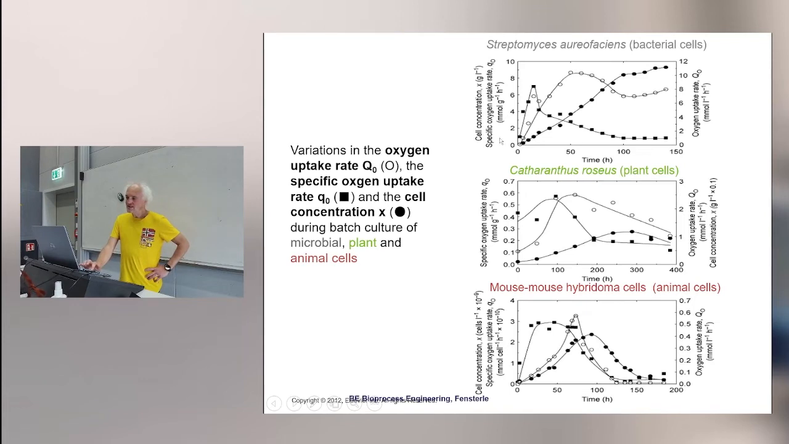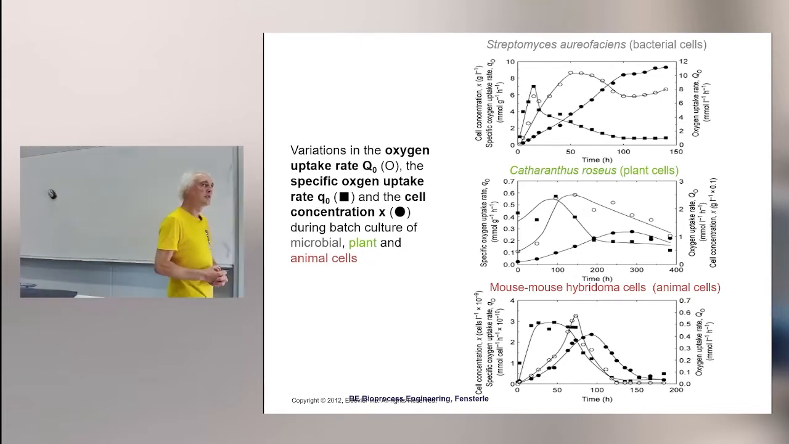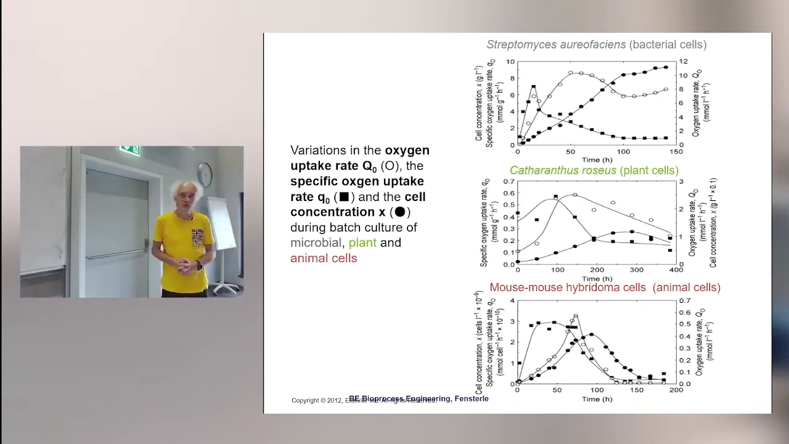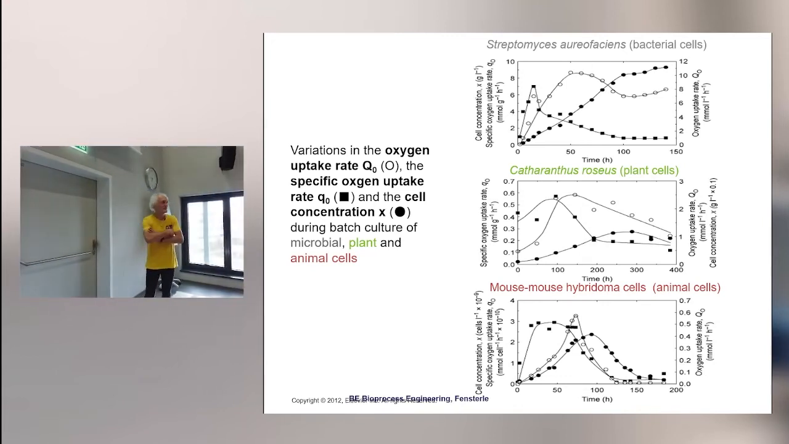Now, if you look at this chart, and if you compare Streptomyces, these bacterial cells, versus mouse hybridoma cells, what would you say is more problematic in guaranteeing a substantial and high enough oxygen transfer from your gas to your liquid? If you look at these charts here.